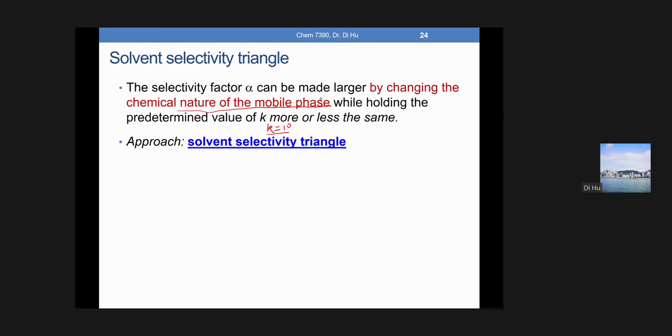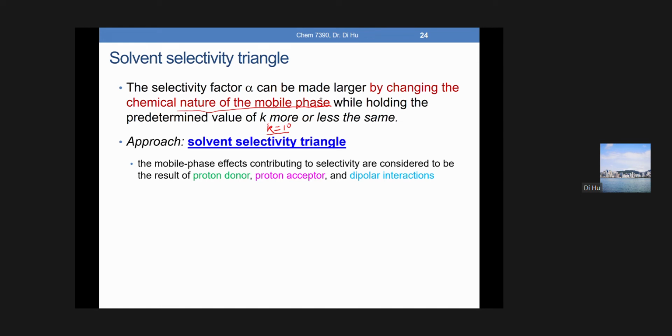Okay, but how? Which one should I use? What kind of rule can I follow? Here, the most widely accepted approach for this type of mobile phase optimization, adjusting alpha, is called the solvent selectivity triangle. Here, the mobile phase effects contributing to the selectivity are considered to be the result of proton donor, proton acceptor, and dipolar interactions. What are they?